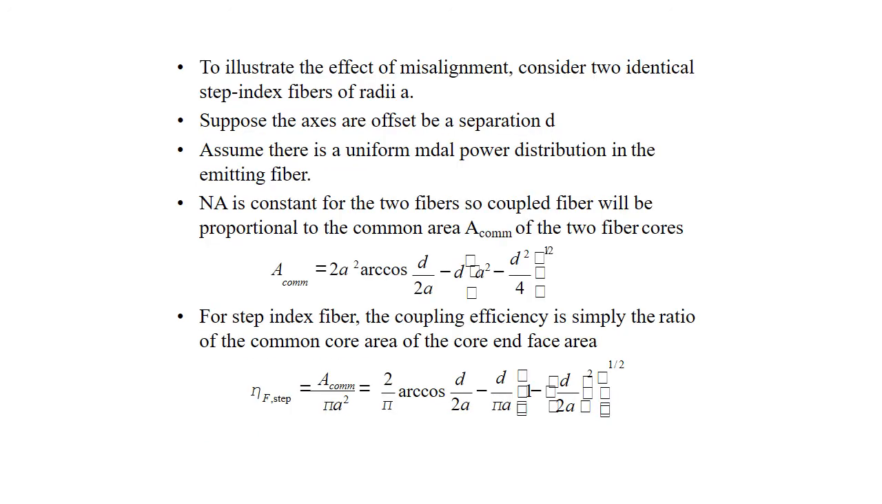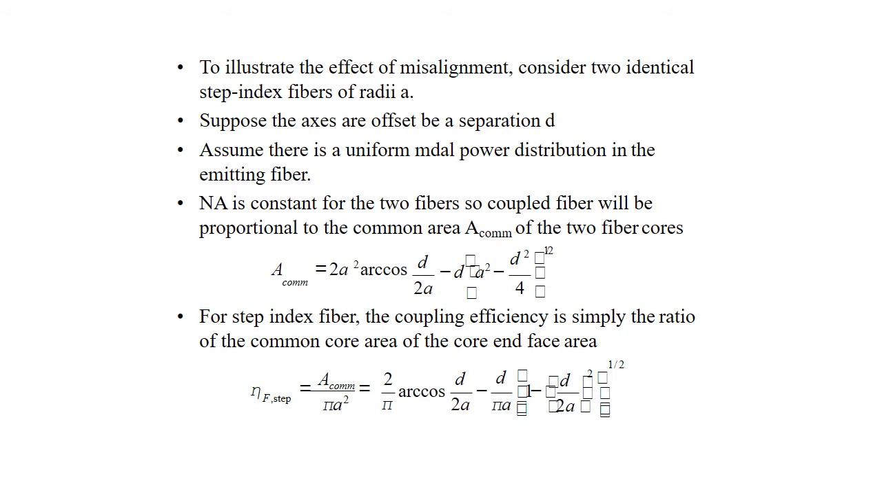To illustrate the effect of the misalignment, consider two identical step index fibers of radii a. Suppose the axes are offset by a separation d. Assume there is a uniform modal power distribution in the emitting fiber, and the numerical aperture is constant for the two fibers. The coupled power will be proportional to the common area, denoted A_com = 2a² cos⁻¹(d/2a) − (d/2)(a² − d²/4)^(1/2), where a is the core radius of the fiber and d is the separation of the fiber cores.